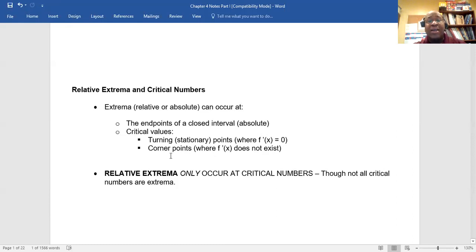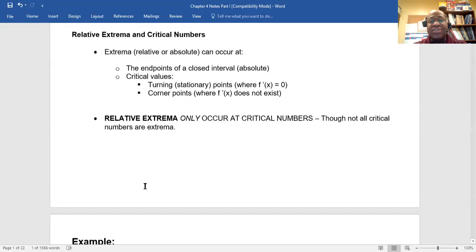So we want to examine what the critical values are in a closed interval for a function, because those are points that could have extreme points. Now, relative extrema only occur at critical numbers, although not all critical numbers may end up being relative extrema. So you want to determine what the critical numbers are, and then from there, make the determination as to whether or not they will be extrema.